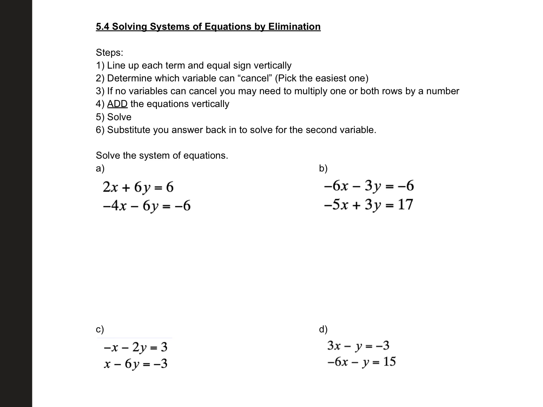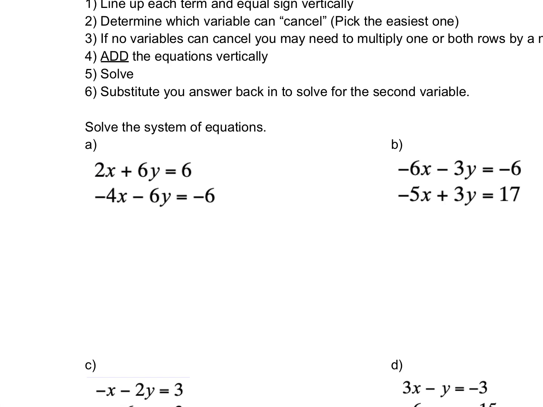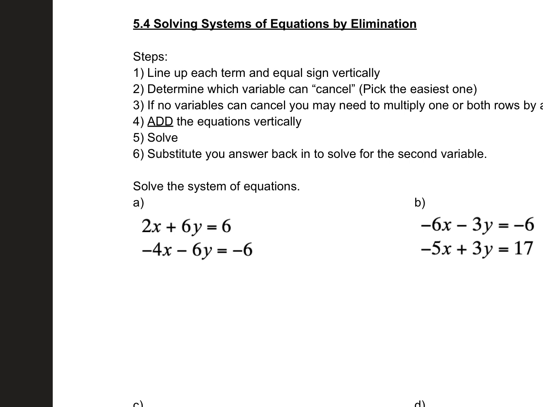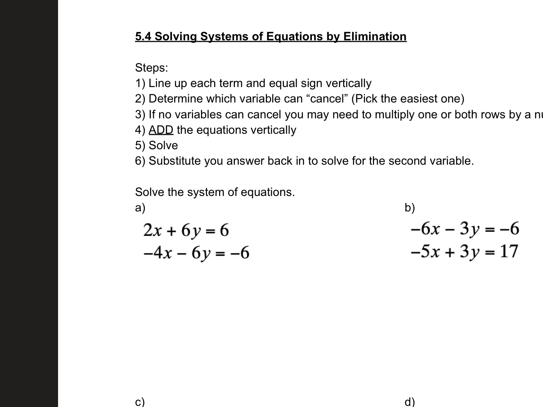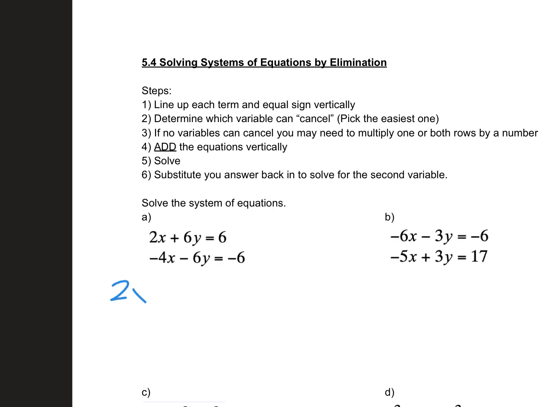So the way we are going to do this is first, we're just going to subtract one equation entirely from the other one. The first step is we're going to line up each term and equal sign vertically. So I have two equations here in problem A, so let's do that first step. I'm going to rewrite both of them. So first I have 2x, oops, let me make that a little bigger. 2x plus 6y equals 6.